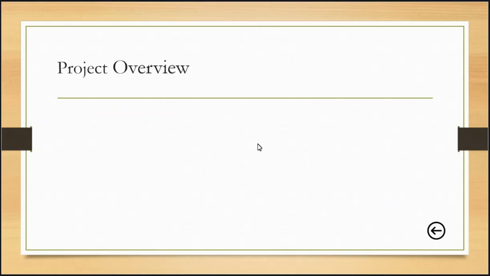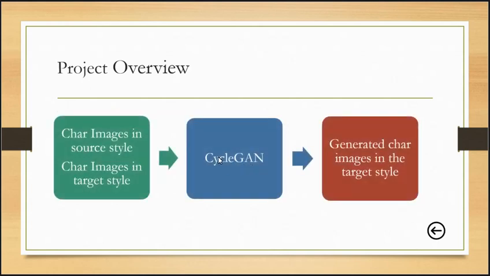So for our project overview, I'll give you the pipeline for our project. We use two font style character images as our dataset. We use the source style character image and the target style character image as input in our CycleGAN model. After training, we can use the target generator to realize the function that we give a source style image, and it can generate the same character in the target style as an image.